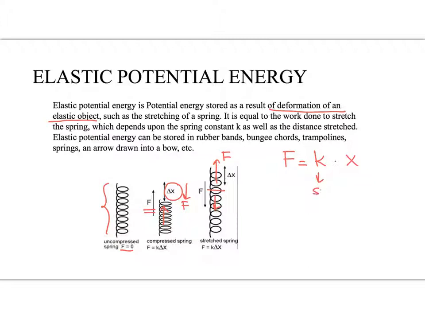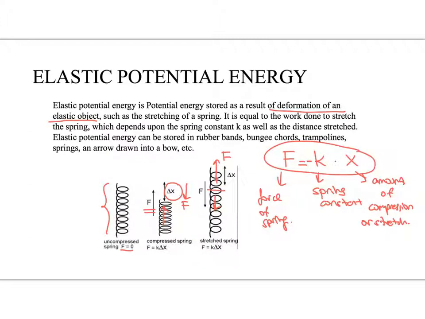So k is the spring constant, x is the amount of compression or stretch, and this is the force of the spring. If this is the applied force, then this is positive. If this is the force of the spring, then it is negative, because the force applied by the spring is equal to the force applied but opposite in direction.